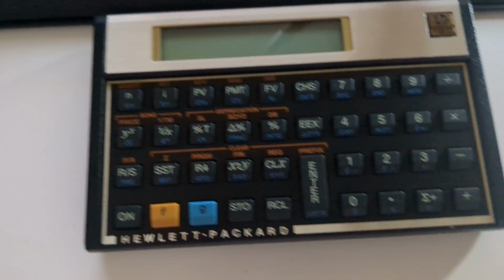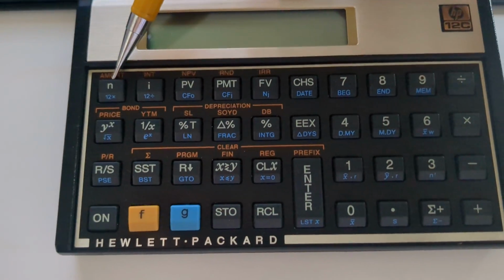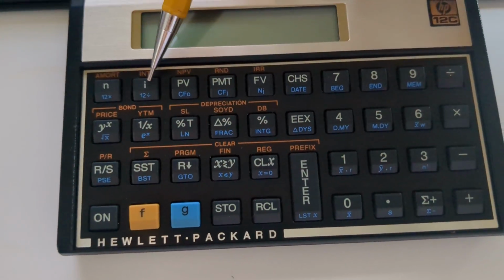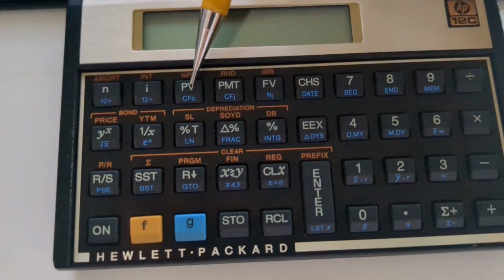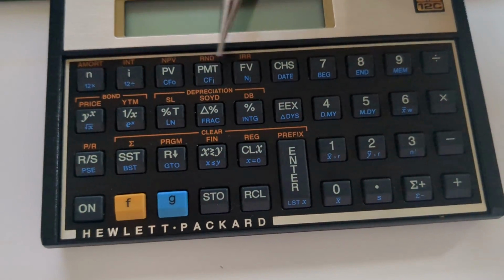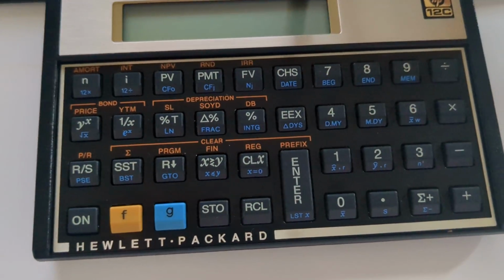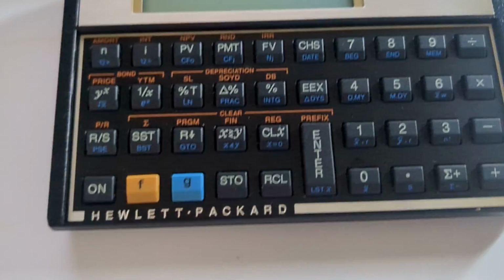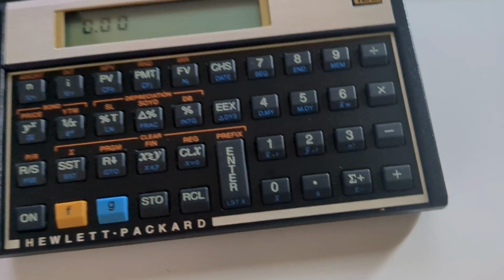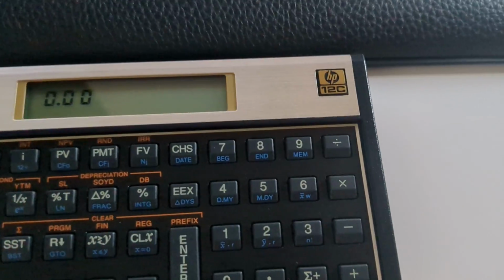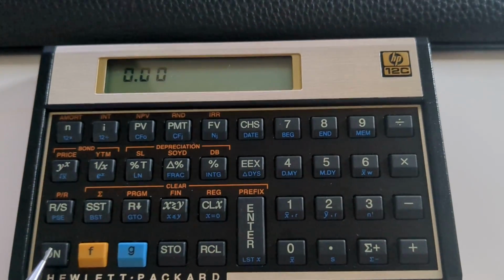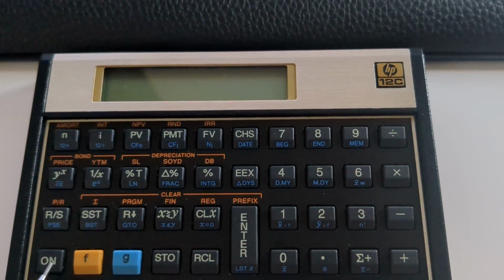Let's start off by showing what each one represents. I'm going to be pointing at it. N represents the number of payments, I represents interest, PV represents present value, PMT represents the payments or periods, and FV represents the future value. Notice how the calculator turns on, but it does not have an off button. So we use the same on button to turn off the screen.